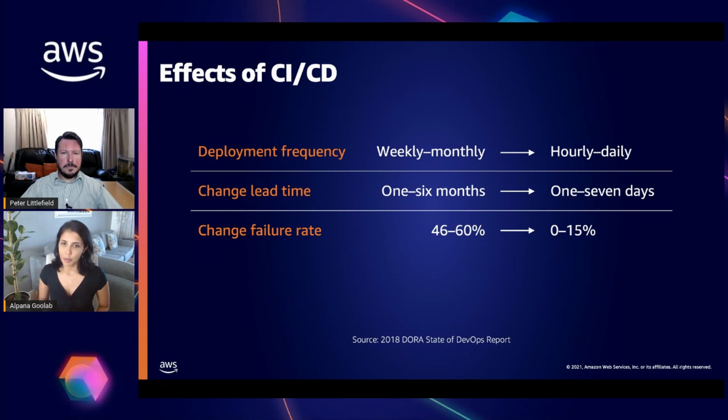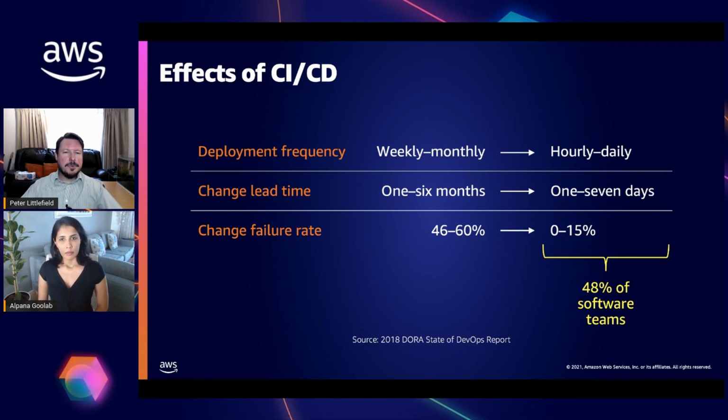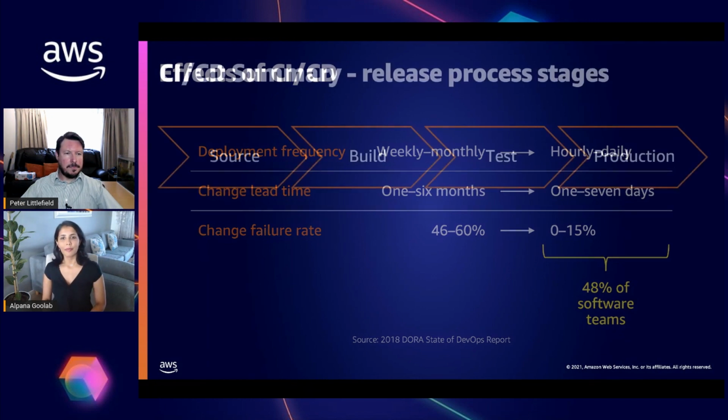And a great thing about this report is how it shows that these results are achievable by so many teams. Right, Peter? Exactly. They found almost half of software teams in the industry had these results from adopting best practices like CI/CD. So this isn't some secret sauce. Anybody can adopt these practices and see these results in their organizations.